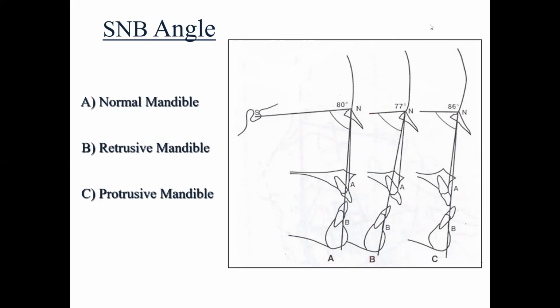The normal value of the SNB angle is 82 plus or minus 2. So any value which is more than 82 is considered as prognathic mandible, and the value which is less than 78 is considered as retrognathic mandible. So the SNB angle shows the relative position of the mandible to the cranial base, whether the mandible is retrognathic, prognathic, or normal in relation to the cranial base.